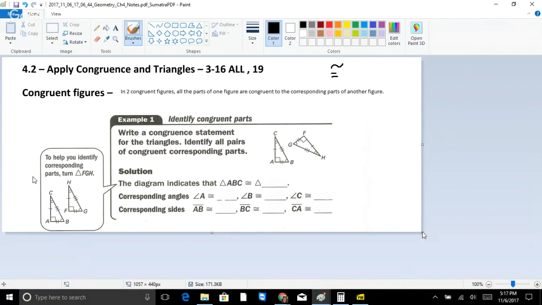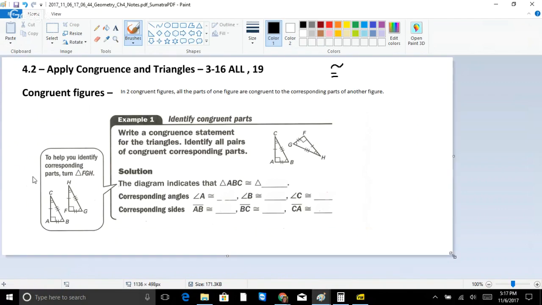All right, so we have an example here just to drive home the point. What does it mean that all the parts of one figure are congruent to all the parts of another figure? We have two triangles here: triangle ABC and triangle FGH. And they look like they are congruent to each other. So we're going to identify all the pairs.